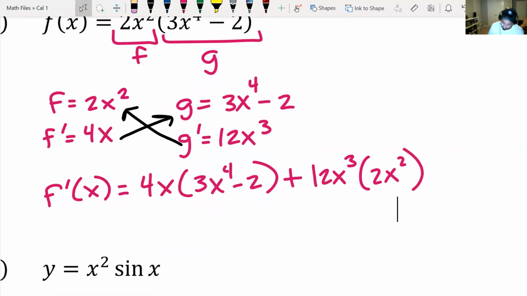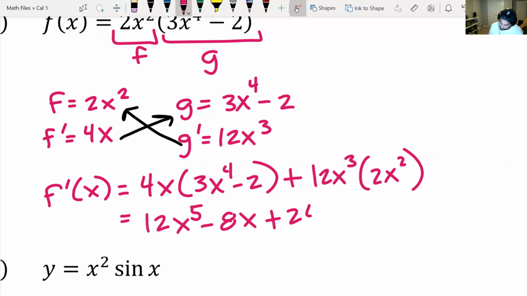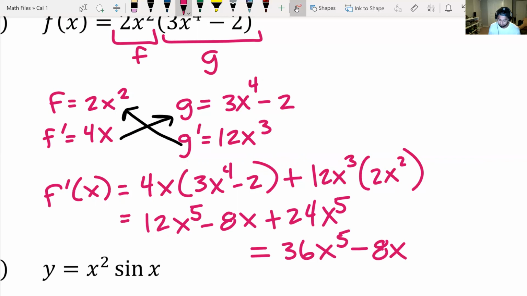Is he insane? Maybe. Okay. 12x to the fifth minus 8x plus 24x to the fifth. One final cleanup, 36x to the fifth minus 8x. Done. And just like the one above it, you can distribute the 2x squared in to check your work. But we are trying product rule out.